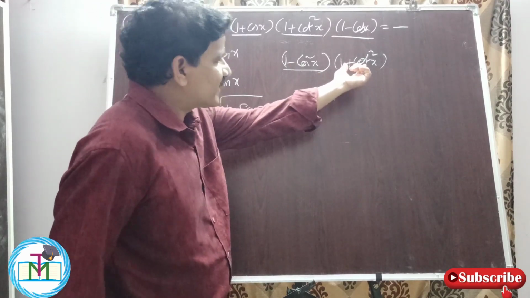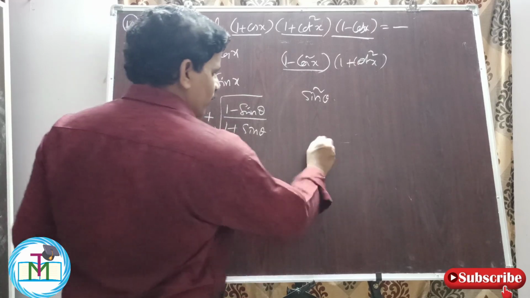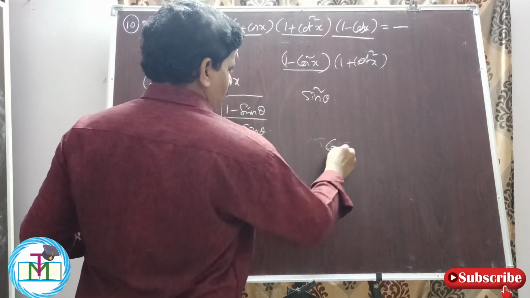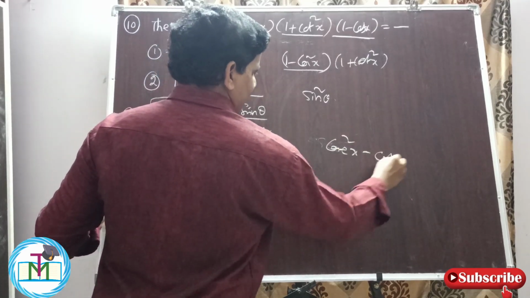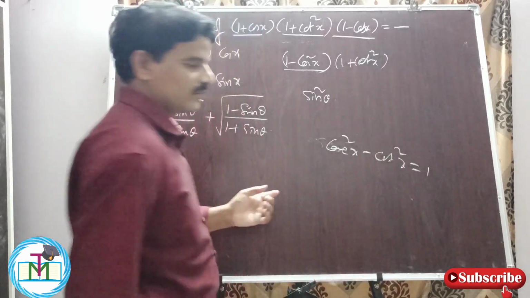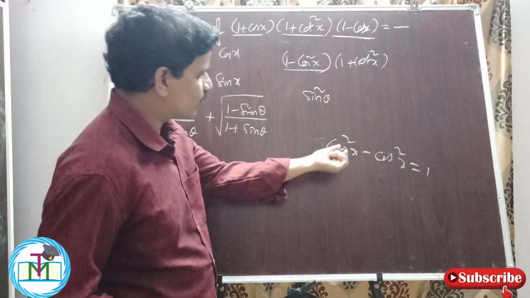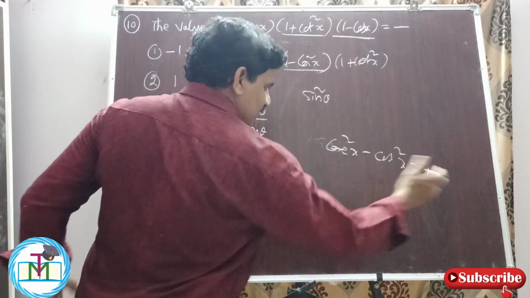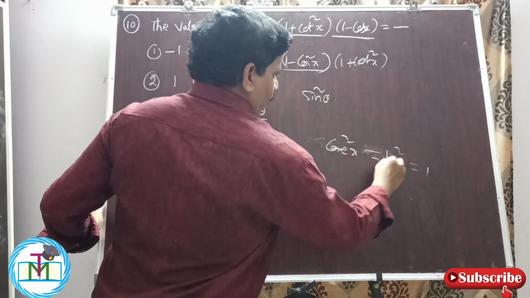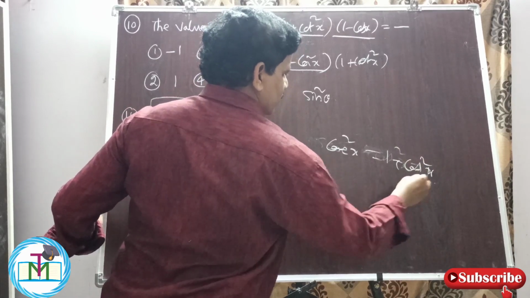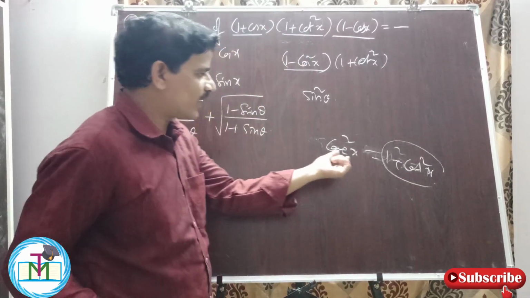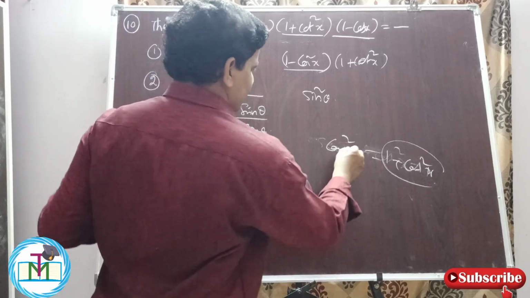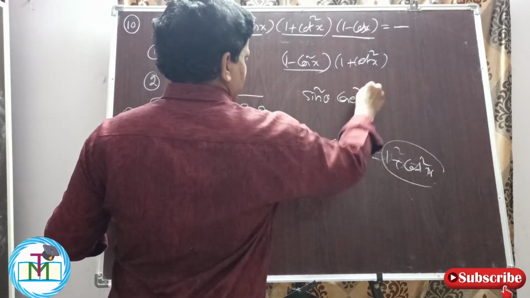Similarly, 1 plus cot square theta is equal to how much? We know that cosecant square x minus cot square x is equal to 1. We know that from the basic formulas: cosecant square theta minus cot square theta is equal to 1. When this goes to that side, it becomes 1 plus cot square x. So instead of 1 plus cot square x, what can I write? Cosecant square x.